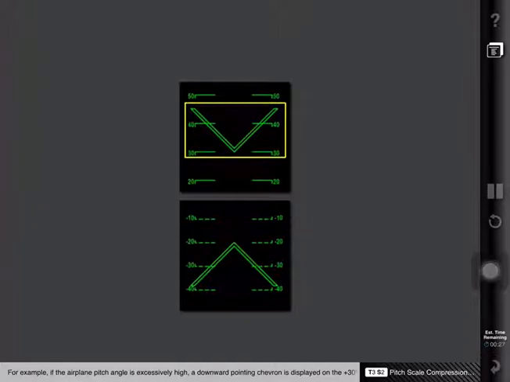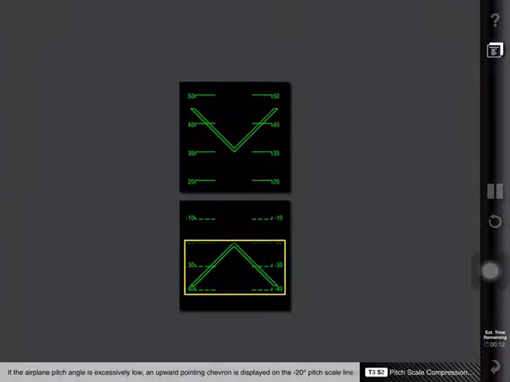For example, if the airplane pitch angle is excessively high, a downward pointing chevron is displayed on the positive 30-degree pitch scale line to direct the pilot to pitch down. If the airplane pitch angle is excessively low, an upward pointing chevron is displayed on the negative 20-degree pitch scale line to direct the pilot to pitch up.